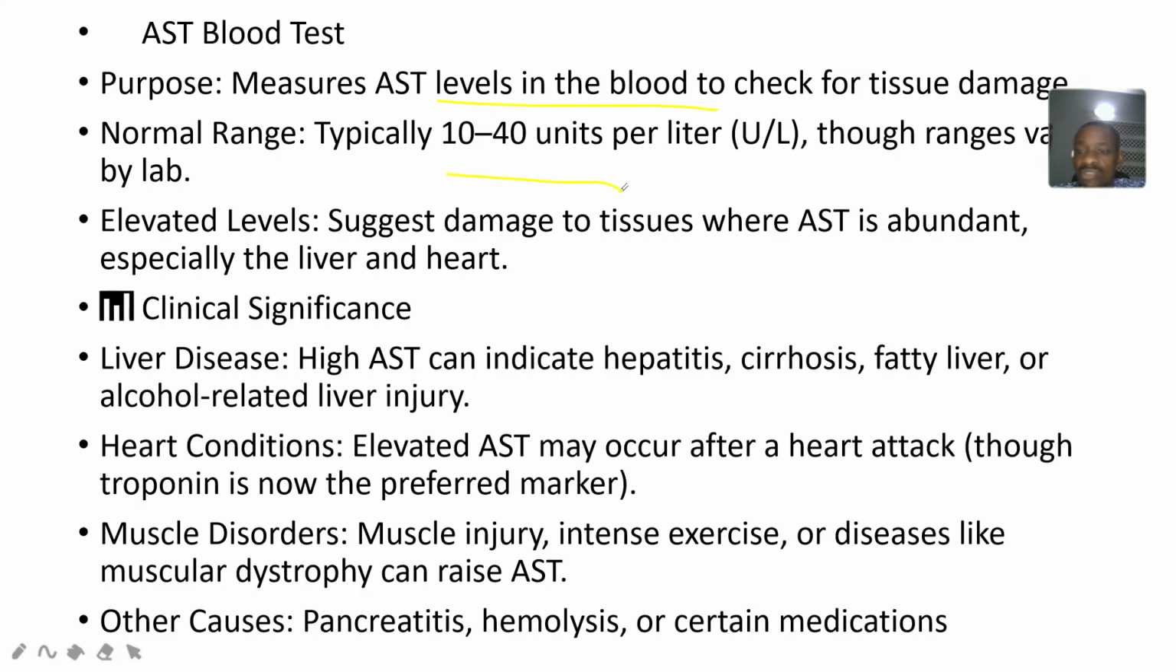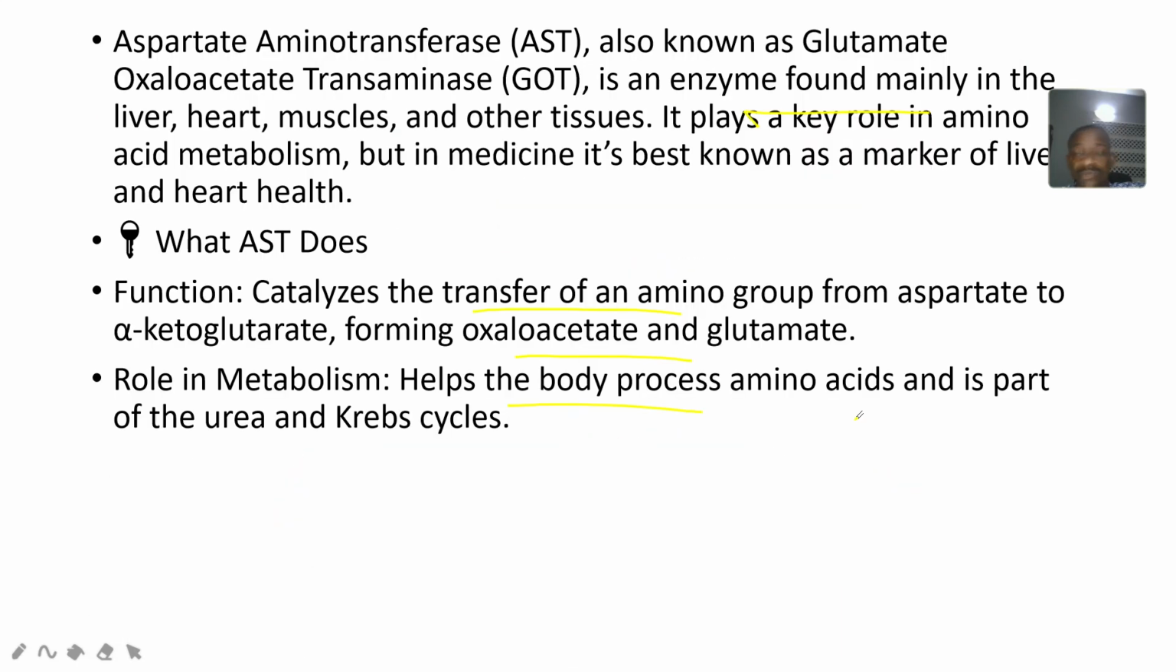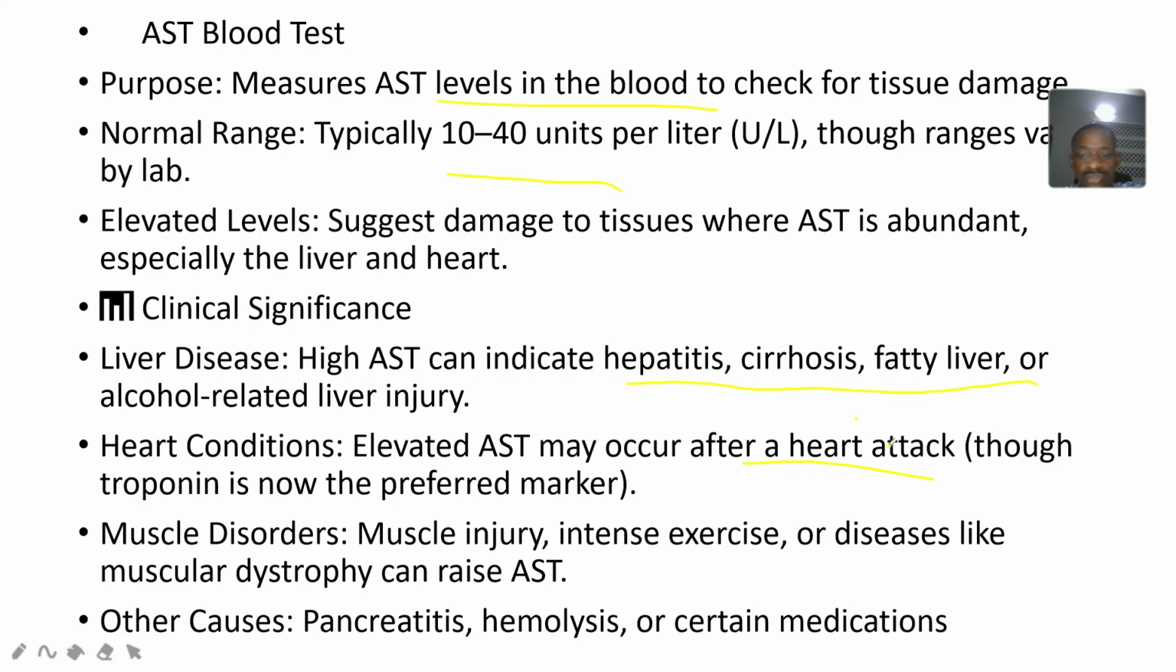Once it's elevated, it can be associated with different conditions. In the liver, like hepatitis, liver cirrhosis, fatty liver, and alcohol-related liver injuries. In the heart, with heart attack, the levels of aspartate aminotransferase will be high. Muscle disorders like injury, sometimes when you exercise so much, and muscular dystrophies. It can also be elevated in pancreatitis and in hemolysis too.